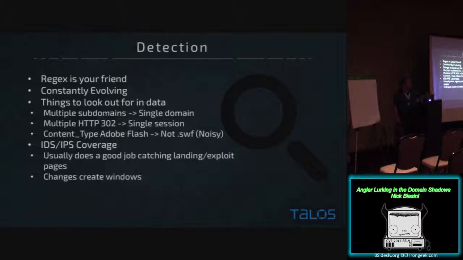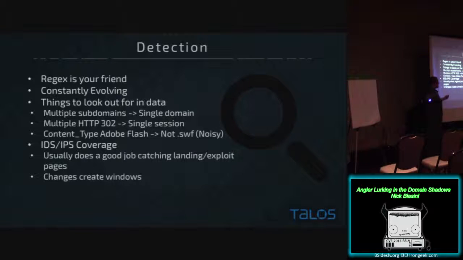Looking for a bunch of subdomains resolving to a single domain, as well as resolving to different IPs, is another key indicator. I said before, 302s are super common. What you don't see is 302s stacked. Angler does that periodically. So that's another thing to look for. Where you see users hitting 302 to another 302 to another 302, that's something that should be a red flag.